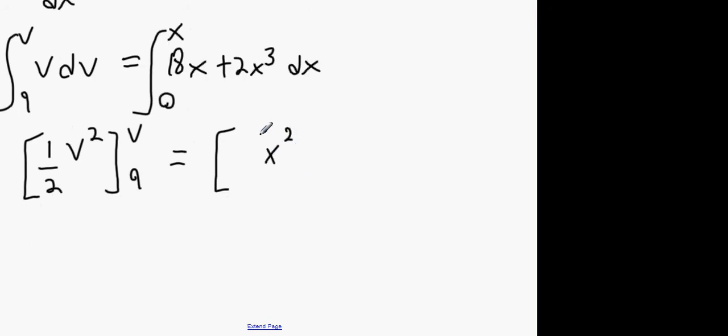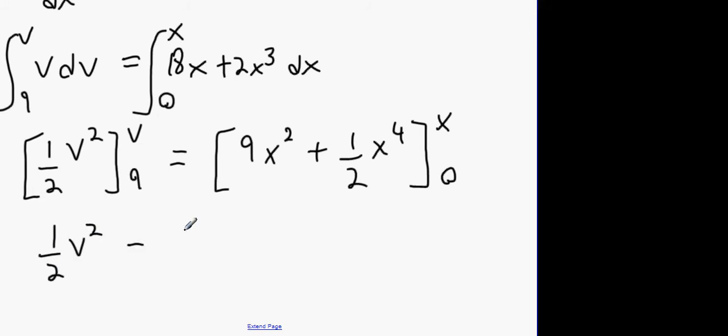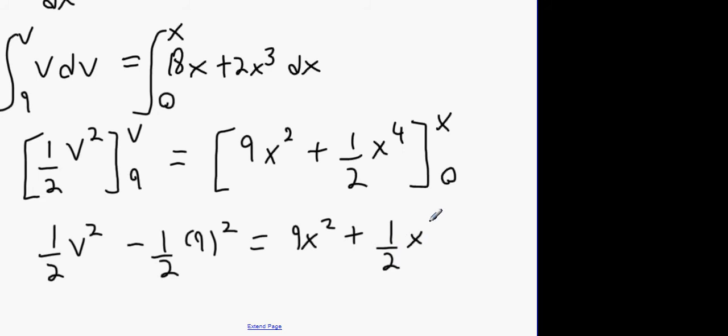What number goes in front of x squared so that when you differentiate it, it's going to be 9? Okay. Next one is x to the 4. Add 1 onto the power. When you differentiate this, you get 4x cubed. We want 2x cubed. Therefore, we need to halve the coefficient. And that is from x equals 0. Let's multiply these out. We get a half v squared minus a half 9 squared equals 9x squared plus a half x to the power 4.